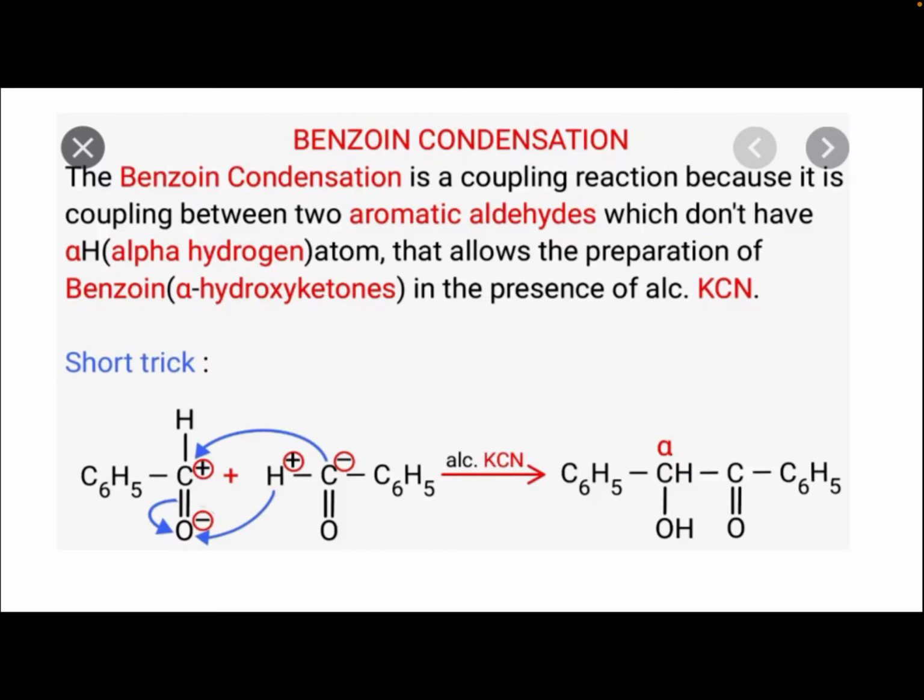So here the mechanism is there. The benzoin condensation is a coupling reaction because two aromatic aldehydes which don't have alpha hydrogen atoms will give this reaction, and what will be prepared? Benzoin is formed, an alpha hydroxy ketone, in the presence of alcoholic KCN. So here we are seeing the reaction. A benzaldehyde molecule is there. On the first carbon a carbonium ion is formed and another molecule has a carbanion. This carbanion will attack the carbonium and a condensation product, an alpha hydroxy ketone, is formed in the presence of alcoholic KCN. So in benzoin condensation, two benzaldehyde molecules get converted into benzoin, an alpha hydroxy ketone.